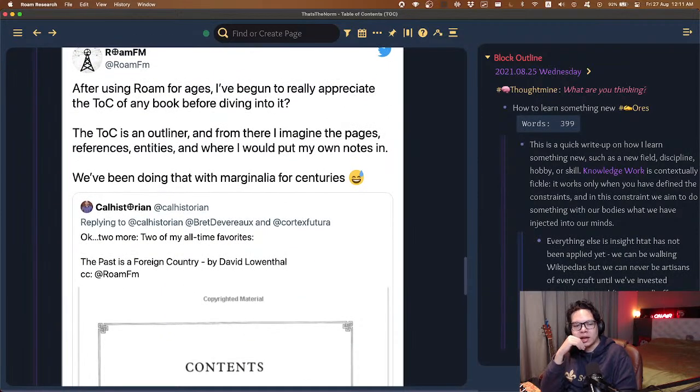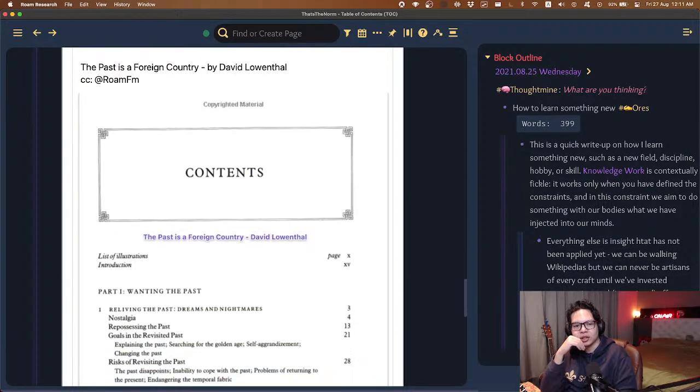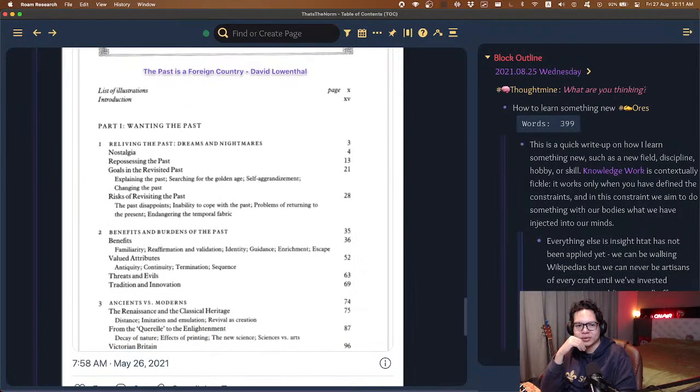Mark Robertson, aka at Cal Historian, shared the TOC for The Past is a Foreign Country, which is one of the books that we talked about in our podcast episode. And oh my god, look at that TOC. Right? The first line is nostalgia, which is something that I adore. I love that concept. And he's a historian, so this is like his game.